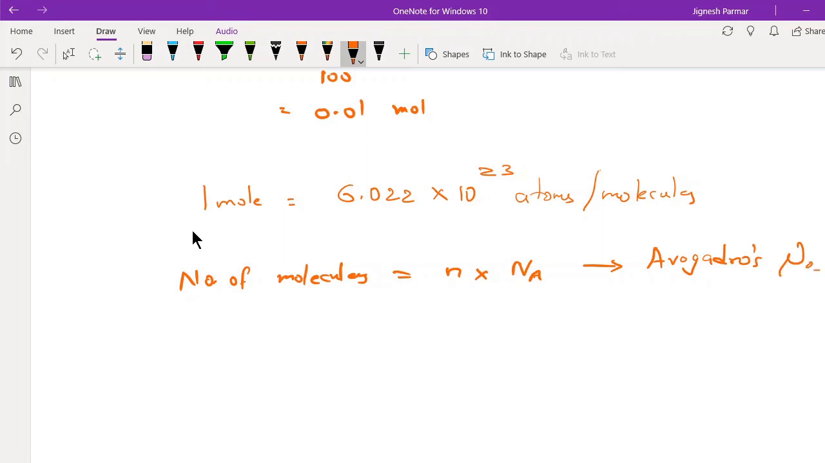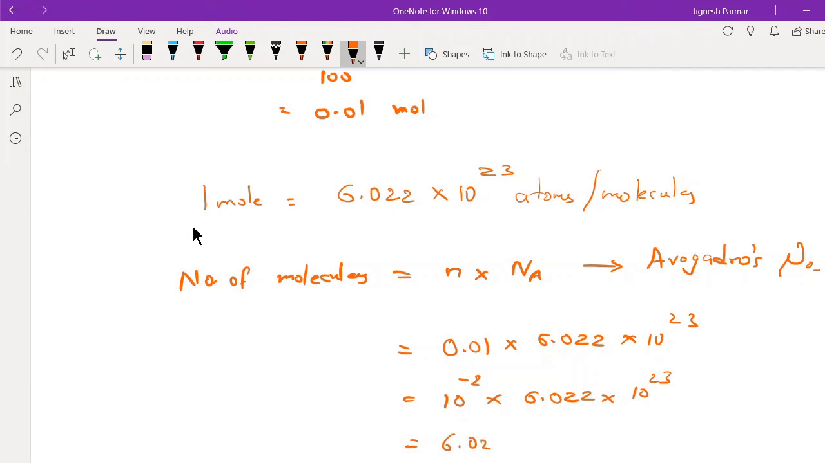So guys, we are aware of it. What is the number of moles of H2SO4? 0.01 into 6.022 into 10 to the power 23. Now here we use a technique. This 0.01 can be written as 10⁻². And we can write it this way: 10⁻² into 10²³. What is the answer? Let us write 6.022 first.